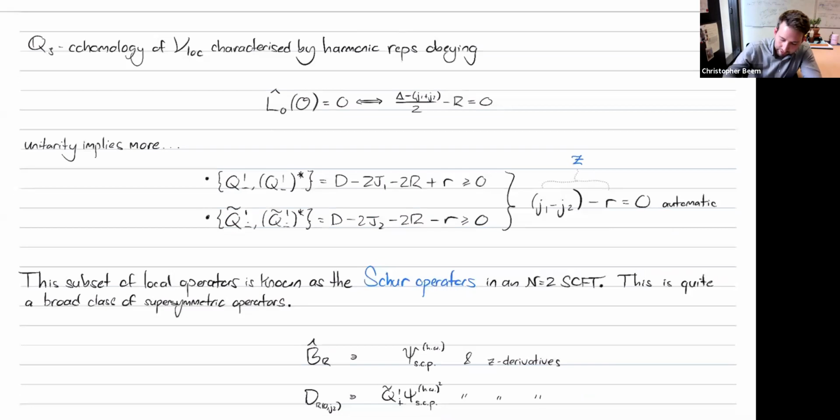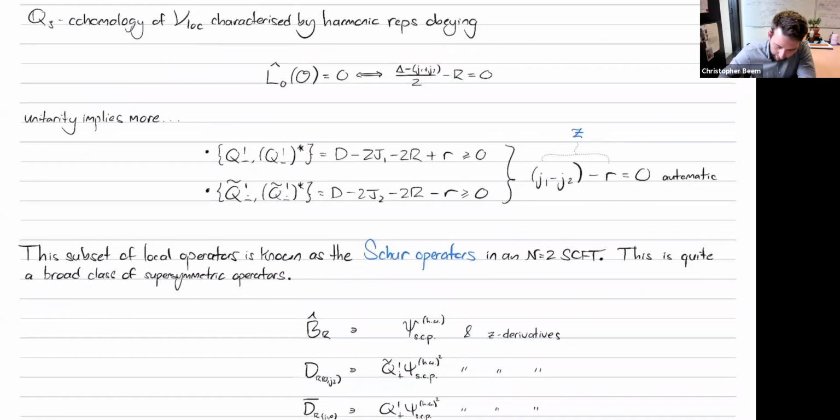And L hat 0 in particular is this combination of quantum numbers: conformal dimension minus (J1 plus J2) over 2 minus R. J1 plus J2 is the generator of rotations in the ZZ bar plane. So this is like a dimension minus spin in these 2 dimensions over 2, minus R. This is what we would normally call h bar in 2 dimensions, the anti-holomorphic scaling dimension, and then it's modified by the SU2R charge.